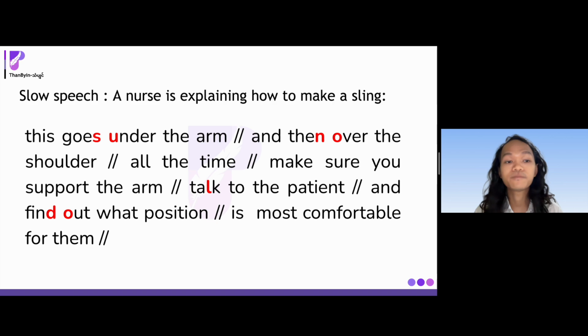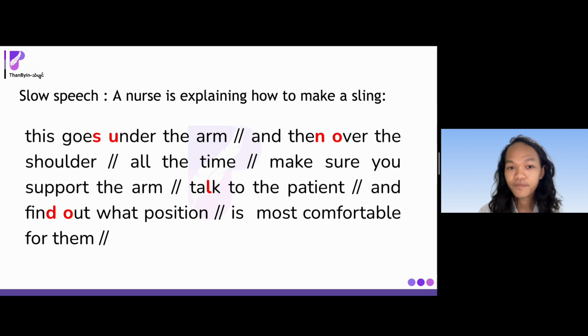Comfortable, that's all. Okay, we may try to cover the paragraph again, and here we go. This goes under the arm and then over the shoulder. All the time, make sure you support the arm. Talk to the patient and find out what position is most comfortable for them. Okay, I hope you get this.